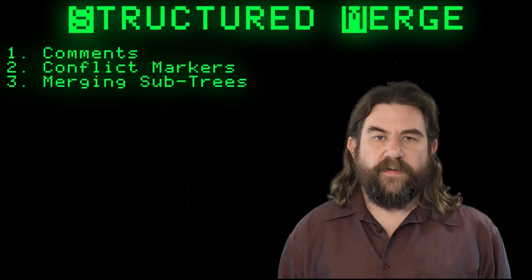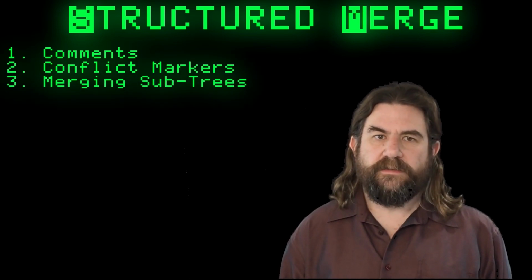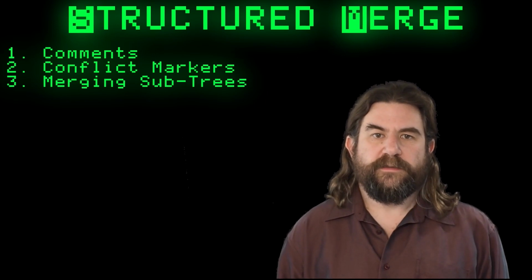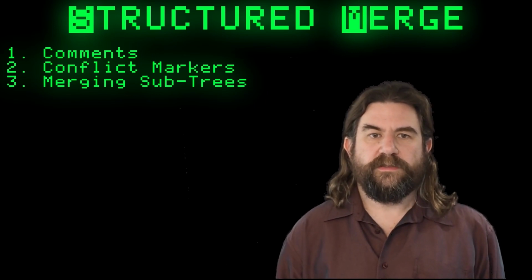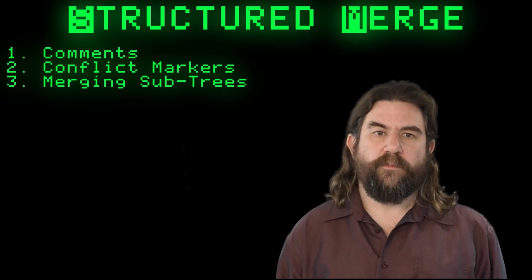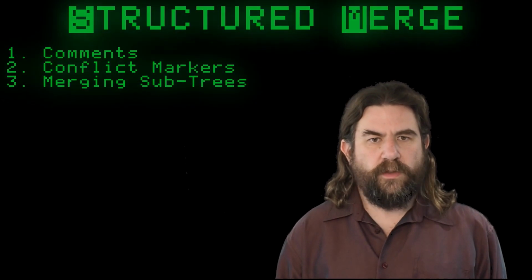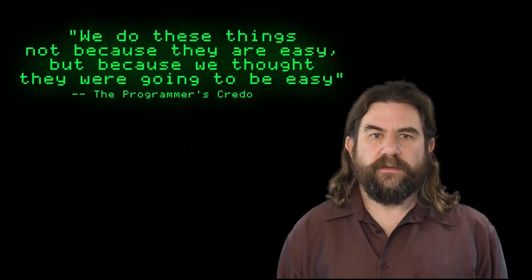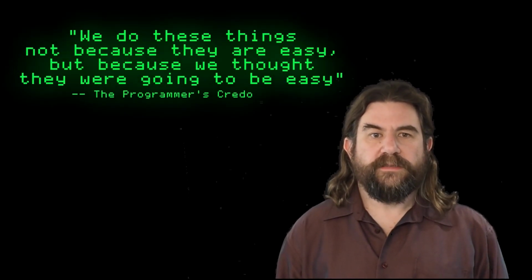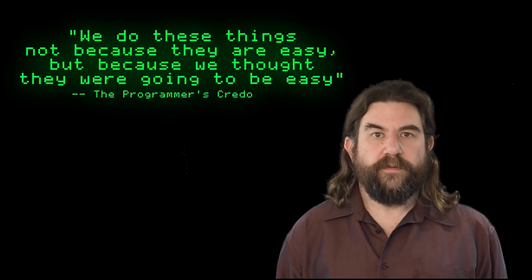The exact rules for how to merge tree structures are not easy to define. How far can a subtree move before we treat it as a new subtree? If one programmer changes the contents of a subtree and another programmer duplicates that subtree, should the changes be inserted twice? But as the saying goes, we do these things not because they are easy, but because we thought they were going to be easy.